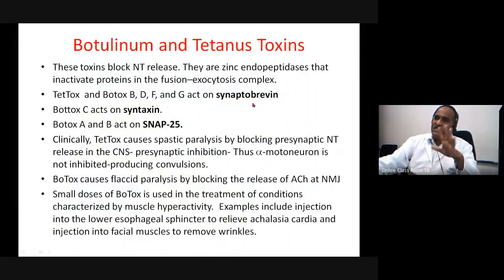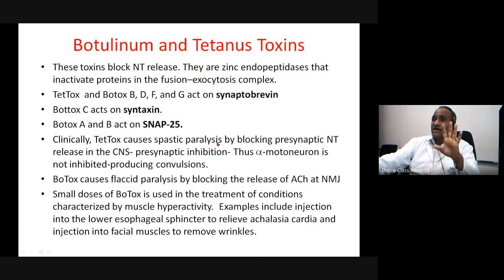Now, that means the main purpose is the difference. If we are looking at the difference between the botulinum toxin and the tetanus toxin, the tetanus toxin acts only on synaptobrevin. Botulinum toxin acts on synaptobrevin, syntaxin, and SNAP-25. That means it is more complex, or more potent. Clinically, what does tetanus toxin cause?